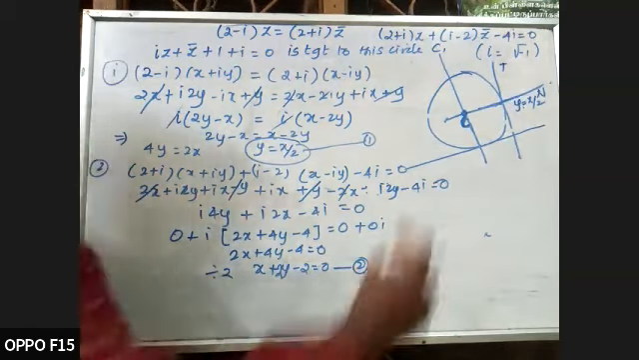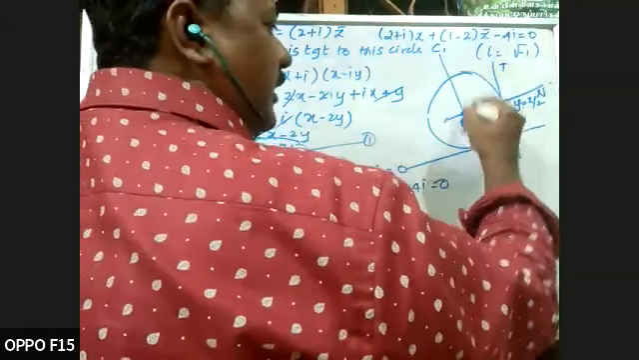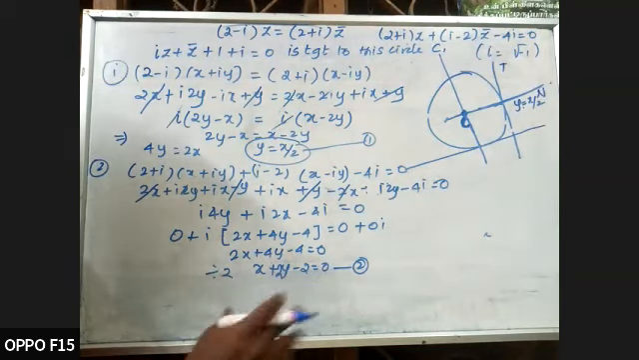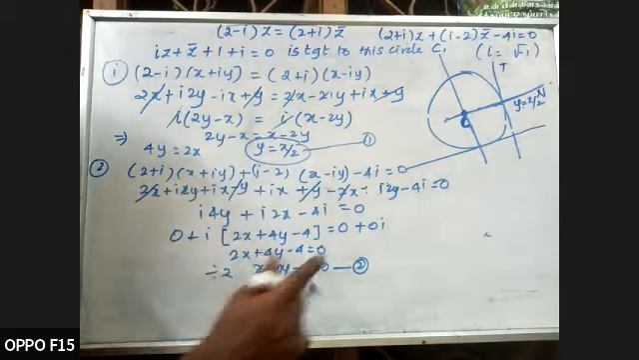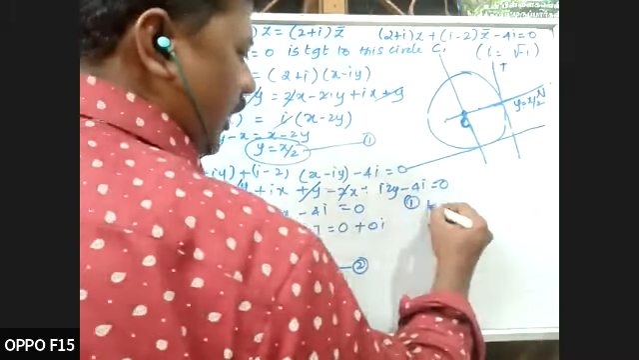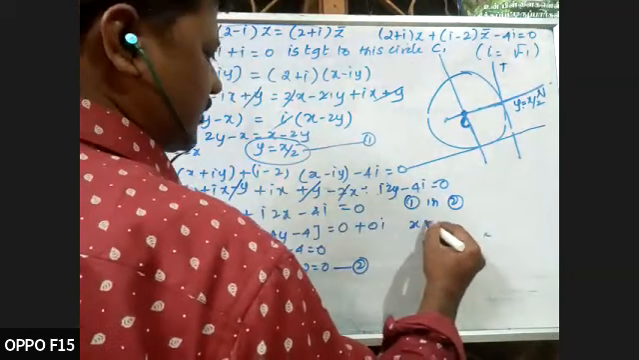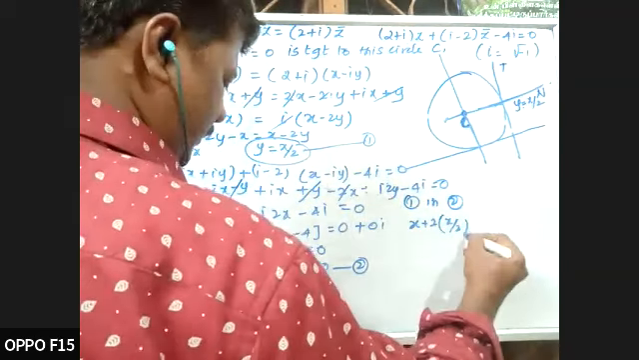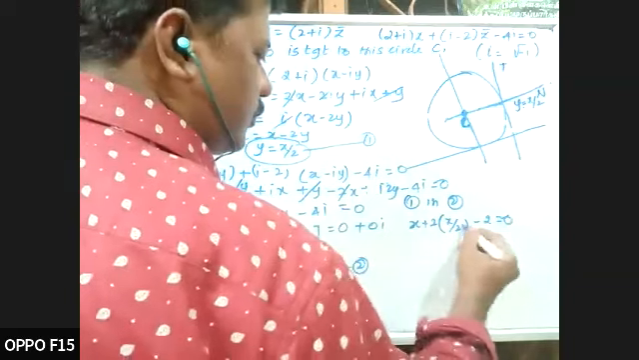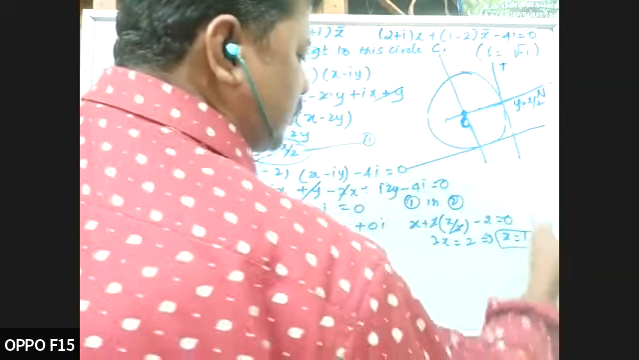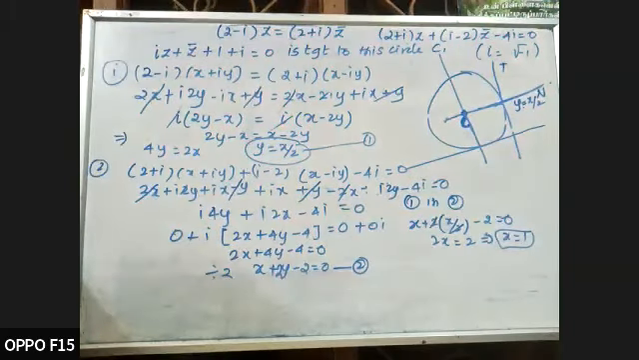I already said, this point of intersection will give you the center of the circle. Right? So to find the point of intersection, that is the center, substitute 1 in 2. Instead of y, I can put x/2. That is x plus 2 into x/2 minus 2 equal to 0. 2 cancels, 2x is equal to 2. This will give you x is equal to 1.